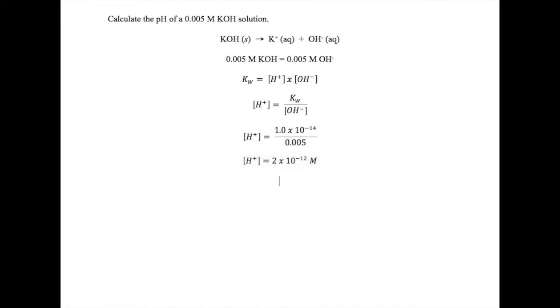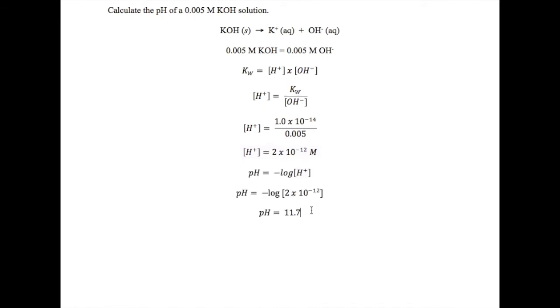Notice that because there was only one significant figure in the molar concentration of the potassium hydroxide, we can only have one significant figure in the hydrogen ion concentration after we use the Kw to solve for it. Now that we have the hydrogen ion concentration, we can substitute that into the equation for pH. We have that the pH equals the negative log of 2 times 10 to the negative 12th, and when we do the math, we get that the pH equals 11.7. Again, because Kw is unitless and pH is unitless, you don't have to put the concentrations into either of those equations with any units.